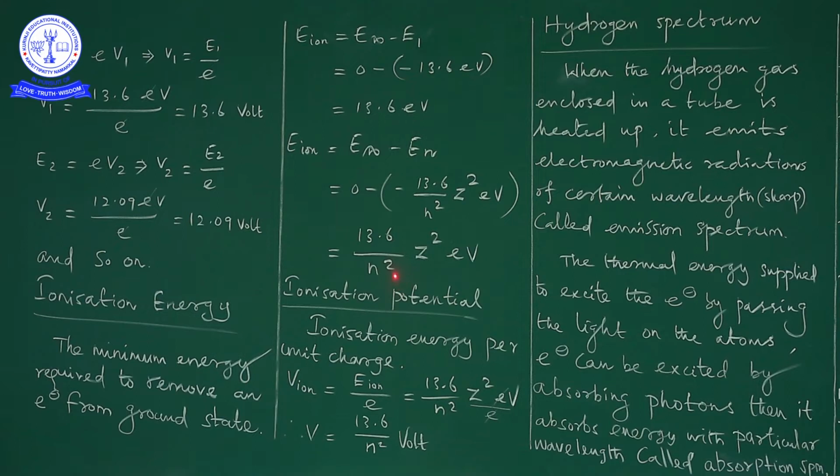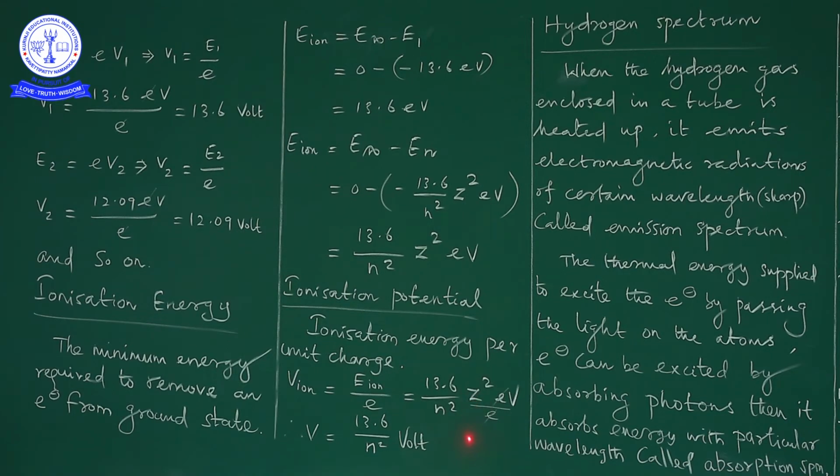From this ionization energy, we can calculate the ionization potential also. So, what is meant by ionization potential? Ionization energy per unit charge is called the ionization potential. So, ionization potential is equal to ionization energy by the charge of an electron. We know the ionization energy in the nth orbit is 13.6 divided by n square z square electron volt, divided by e, the charge of an electron. So, e gets cancelled, and we get V is equal to 13.6 divided by n square volt, where Z is equal to 1.